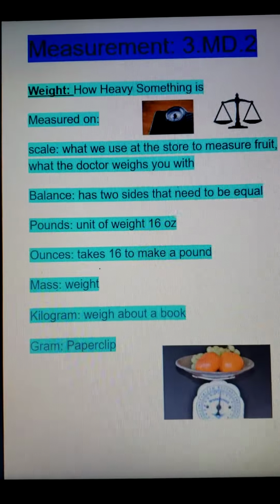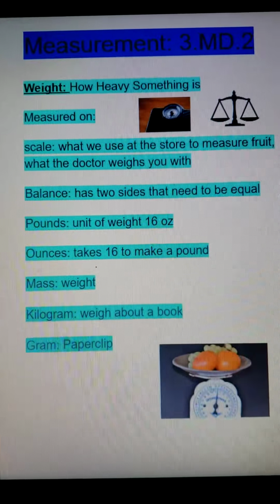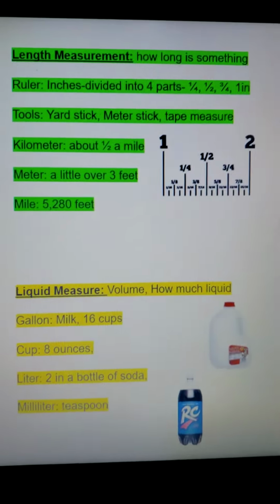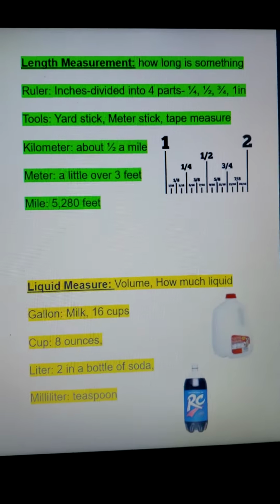2 of the biggest things to remember is that a kilogram is about the size of a book and a gram is about the size of a paperclip. Then we also study length measurement. This is how something is the length of something.